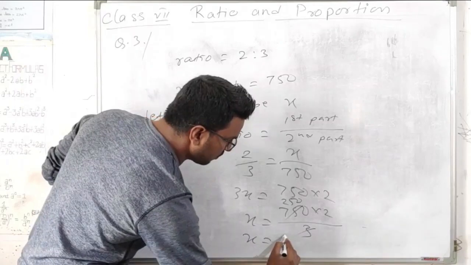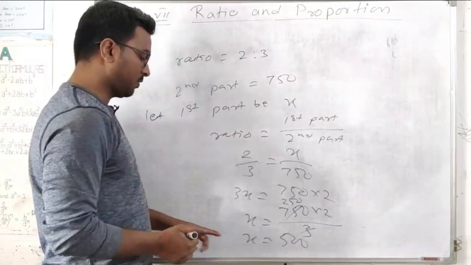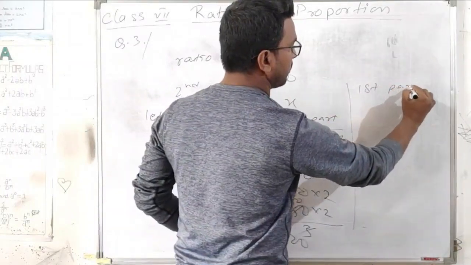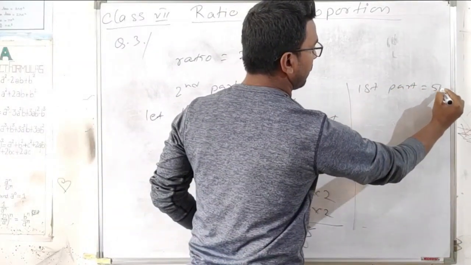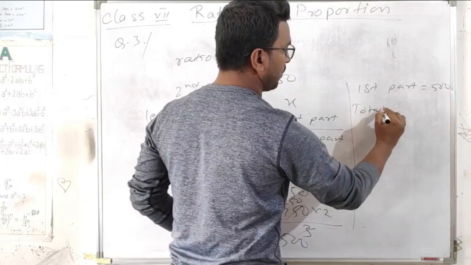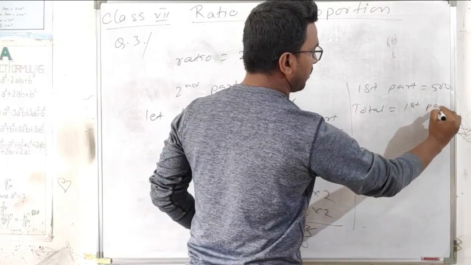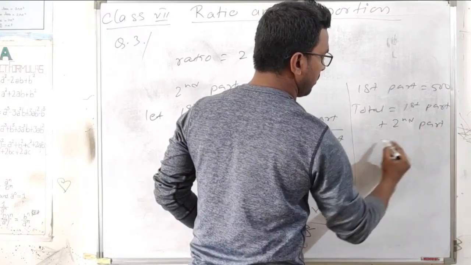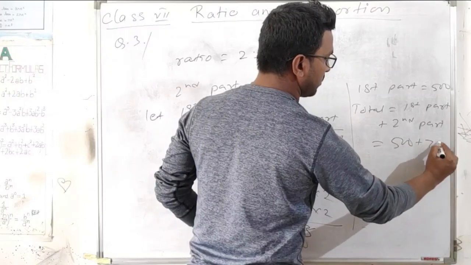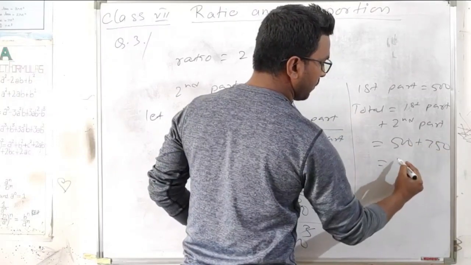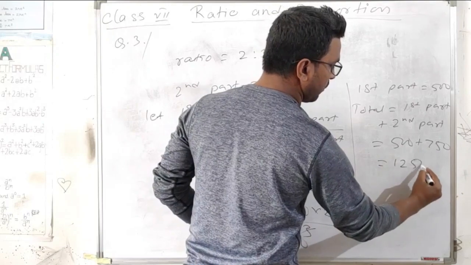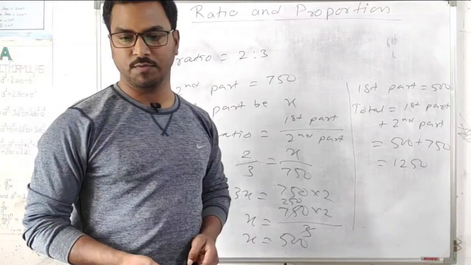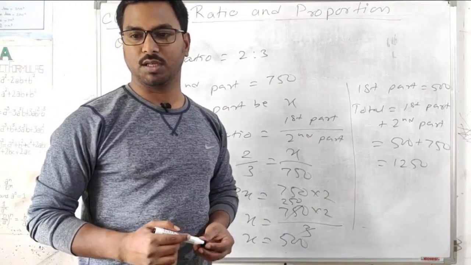250. So x equals 500. So the first part is 500. So total will be what? First part plus second part. The first part is 500 plus 750, so this will become 1250. So the total amount will become 1250. Fine. So we'll see our next question.